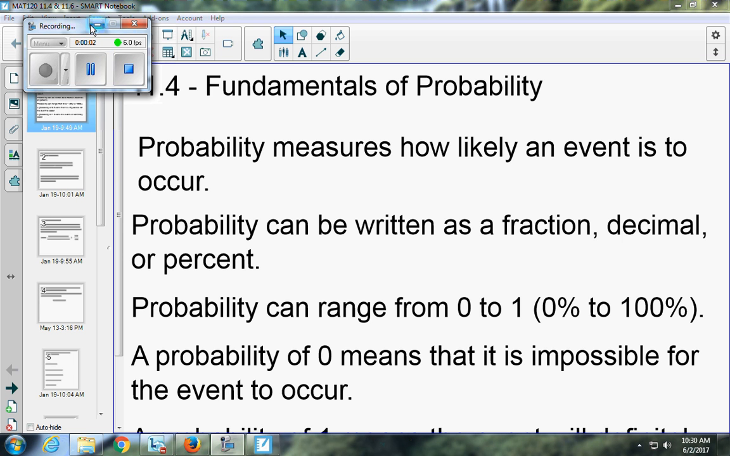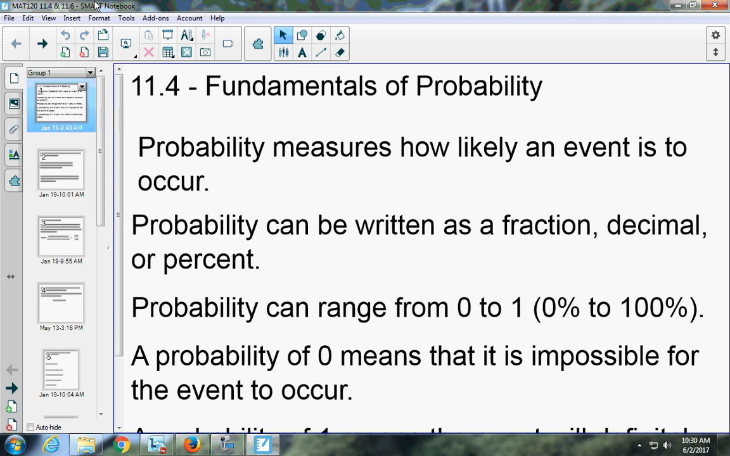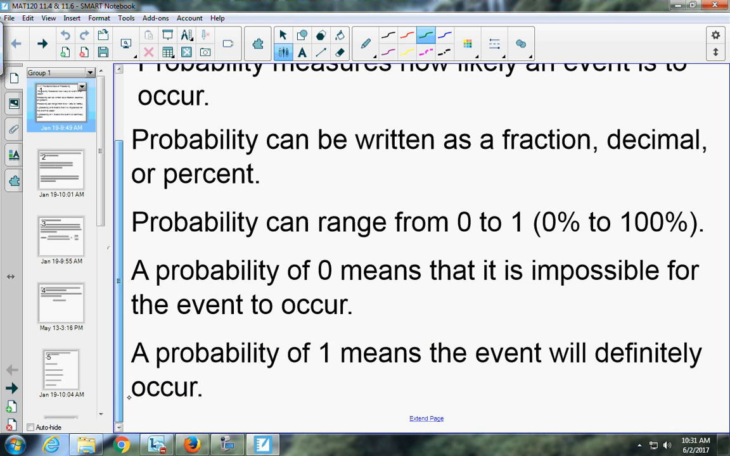This video is going to talk through an introduction to the fundamentals of probability from sections 11.4 and 11.6 in Math 120. Probability measures how likely an event is to occur, and it can be written as a fraction, a decimal, or a percent. Probability can range from 0 to 1, or if we're talking in terms of percents, 0% to 100%. A probability of 0 means that it is impossible for the event to occur, and a probability of 1 means that the event will definitely occur.